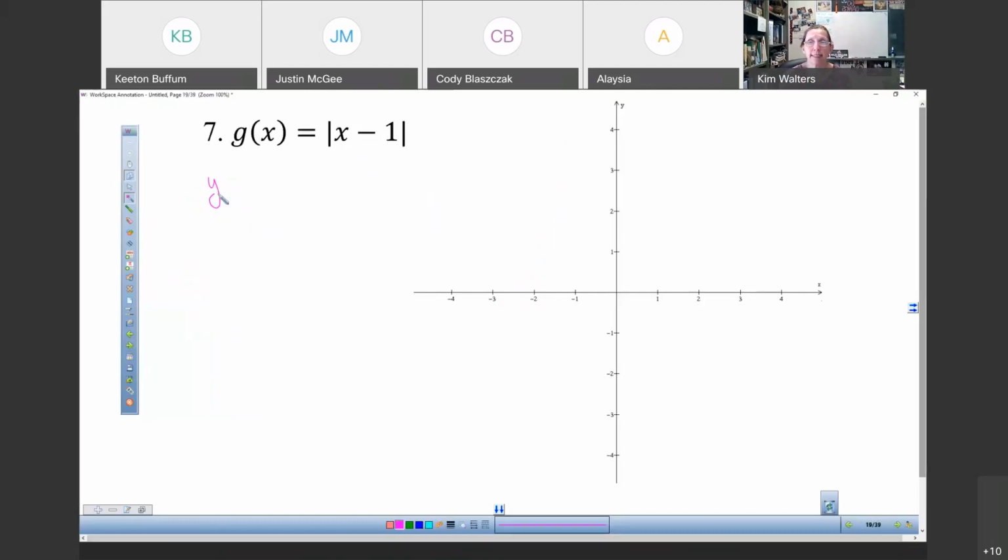Absolute value of x is my basic toolbox function. It's my V shape. It's going to shift 1 unit to the... which way is it going to go? Yep. It is going to go 1 unit to the right. So rather than turning here at 0, 0, it's going to turn over here at 1, 0.